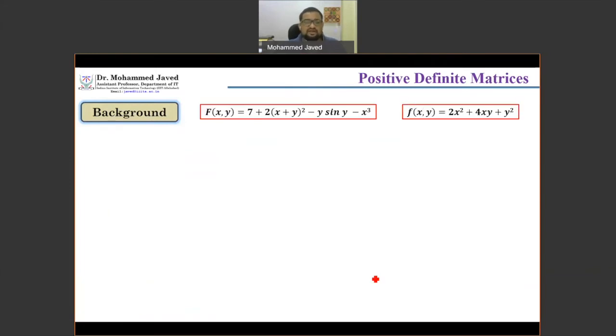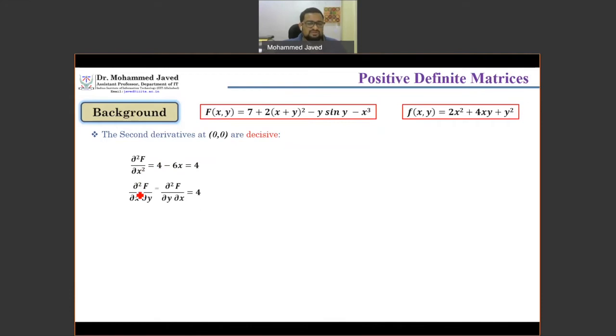Given the two functions, capital F(x, y) and small f(x, y), the second derivative test at (0, 0) is very significant. Let me differentiate capital F. Differentiating, del 2f by del x square equals 4 minus 6x. When I substitute x equal to y equal to 0, I get 4. That means the value is positive in this case.